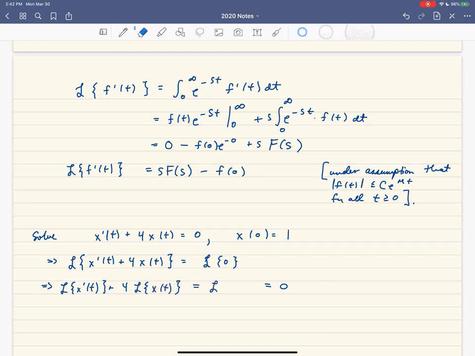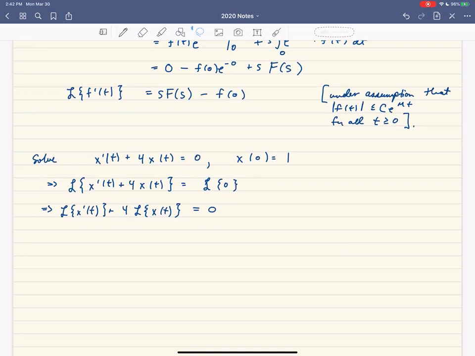Okay, and so that's going to be equal to 0. So let's move that 0 over. And what we can do now is use what we know. We know that the Laplace transform of a derivative, using the formula we just developed, the Laplace transform of x prime is going to be s times capital X of s. Remember that if little f is the input, capital X is the output, minus little x of 0 plus 4 times capital X of s equals 0.